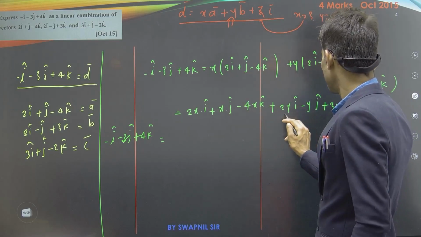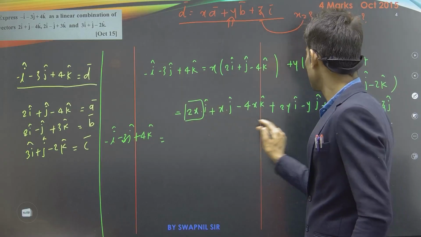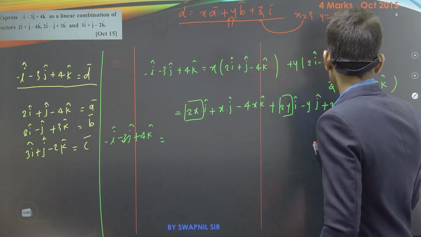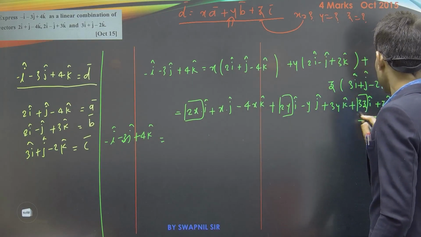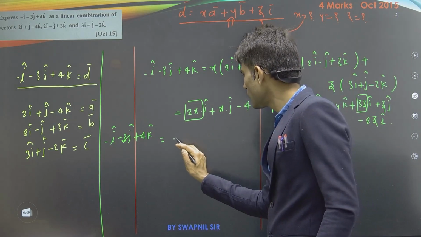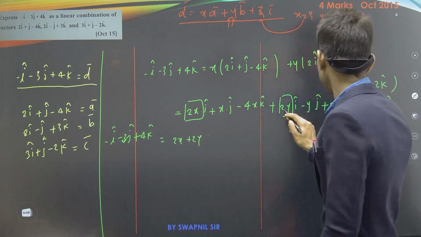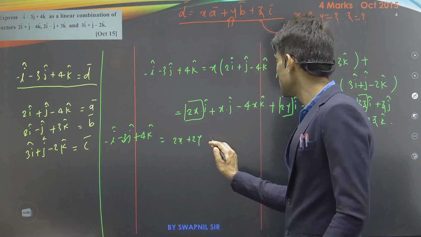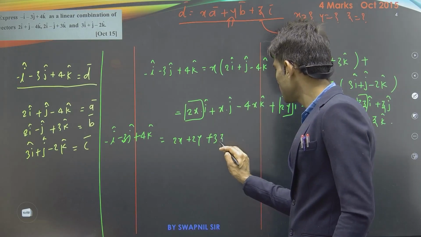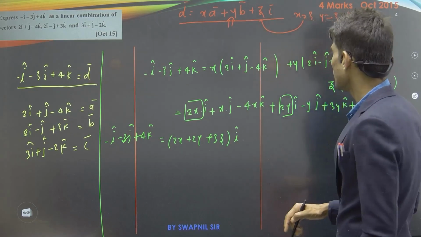Which is equal to 2x. Now see that first we have 2x, again 2y, and again 3z. So take i common from these three brackets. What we will get here is 2x plus 2y plus 3z, times i cap, out of the bracket.